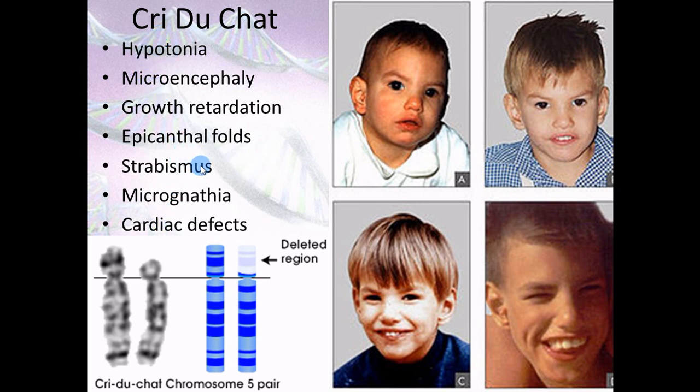So strabismus is about the eyes. The eyes don't line up and move appropriately, so they get things like double vision, the epicanthal folds we saw with Down syndrome, so development of the eye, growth retardation, things like that usually revolve around the head. And even when you hear the cry of the cat, it's because their larynx hasn't developed appropriately. So those are some of the symptoms.